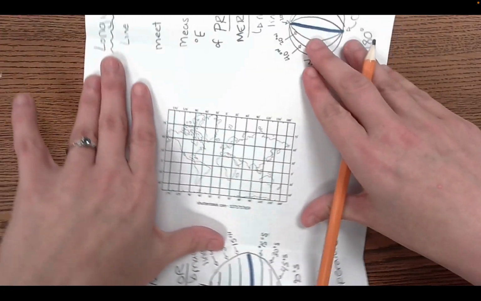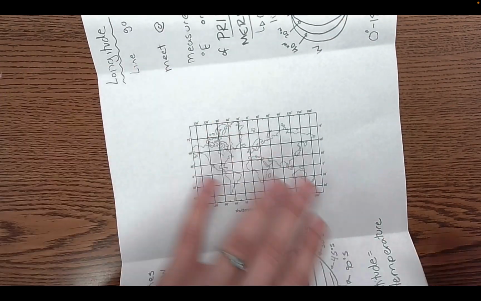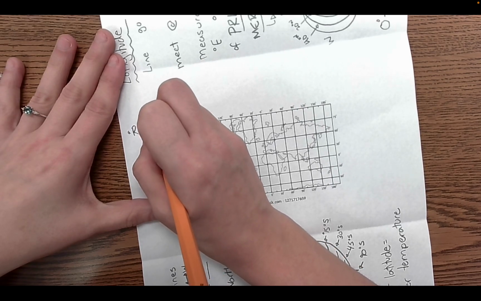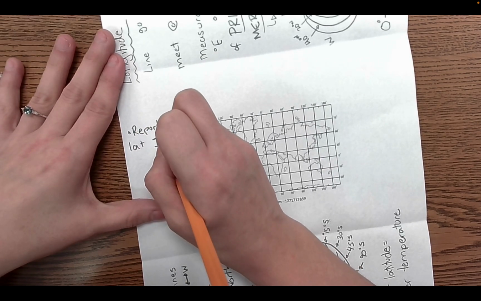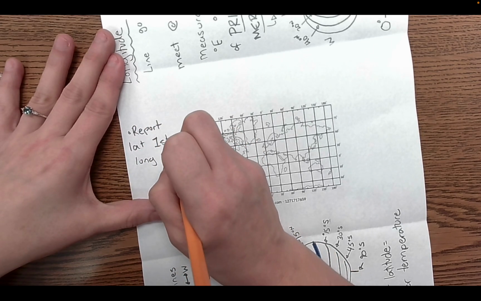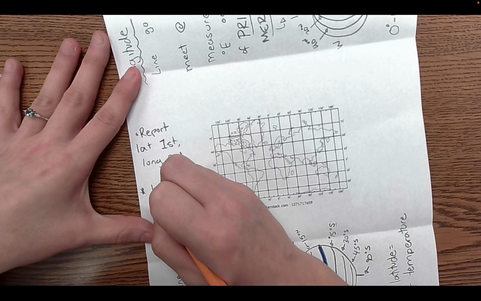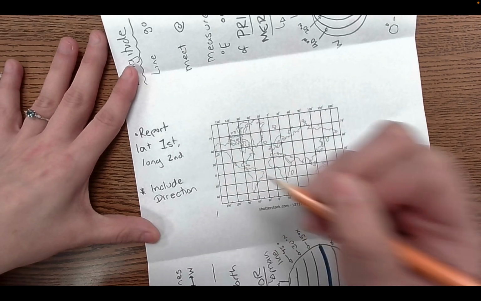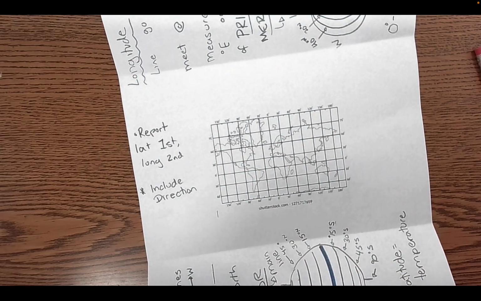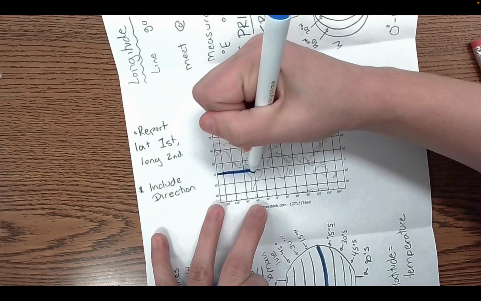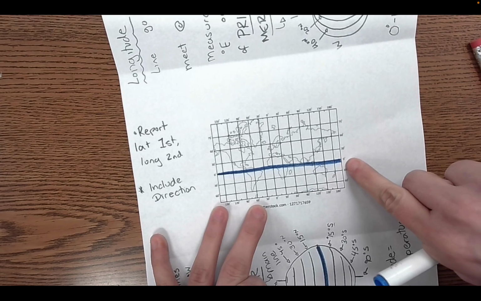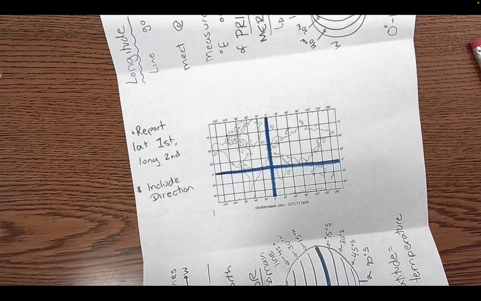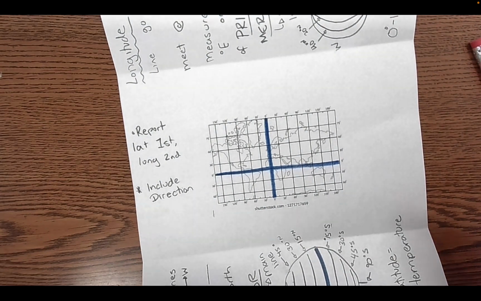So we're going to open our map. We're going to turn it sideways. All right? When we're looking to locate something on a map, you're going to report latitude first, longitude second. You always make sure to include the direction. So it's going to be north or south for the latitude, and then east or west for the longitude. So I'm going to highlight the equator, that's 0, and then I'm going to highlight the prime meridian, that is also 0.